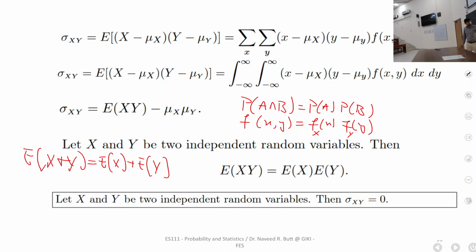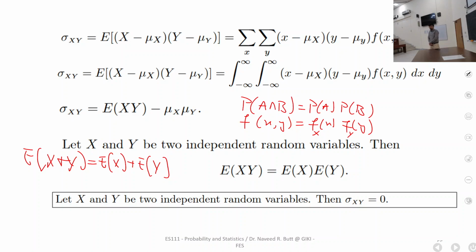But the product does not hold unless they are independent. So E[XY] is E[X] times E[Y]. And also we say that if two random variables are independent, then what happens to their covariance? Their covariance becomes 0.